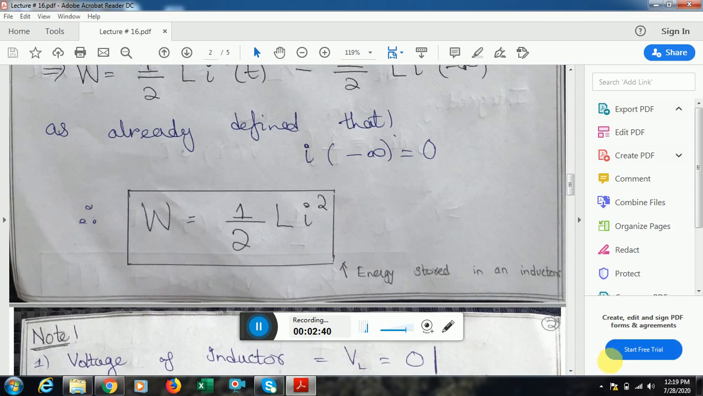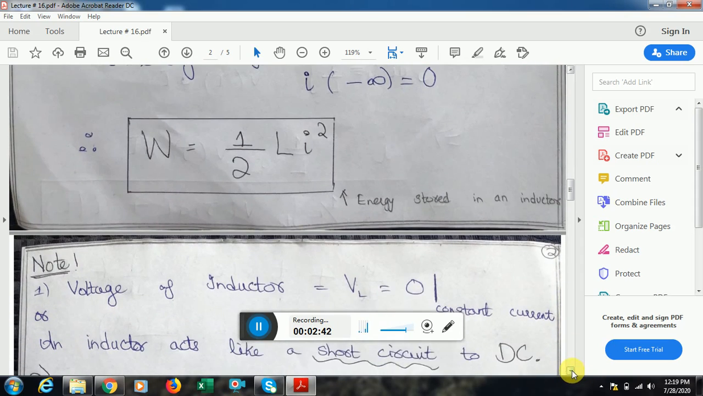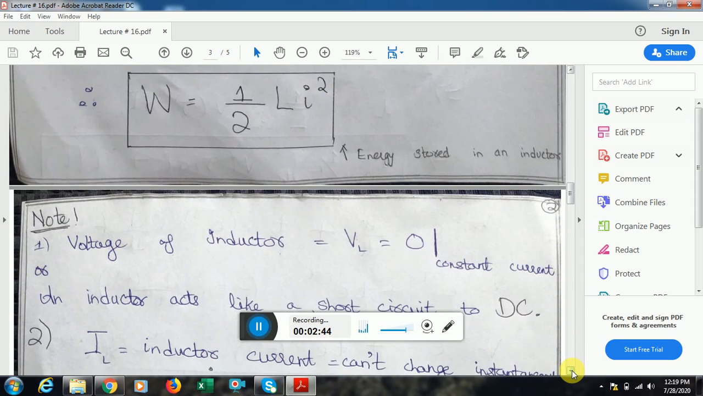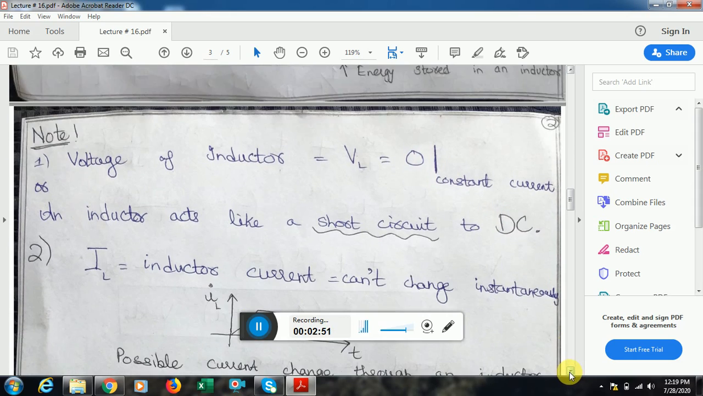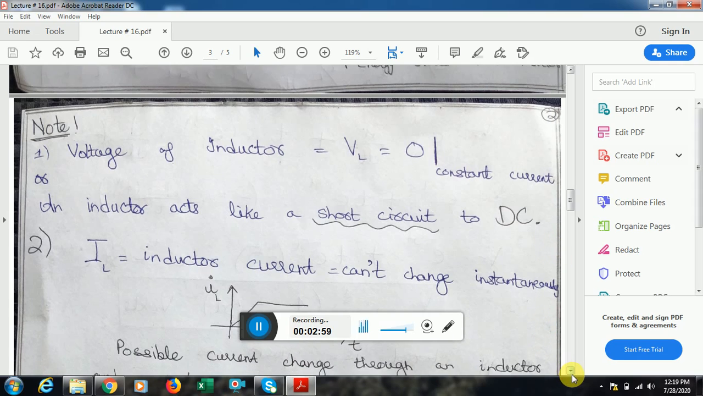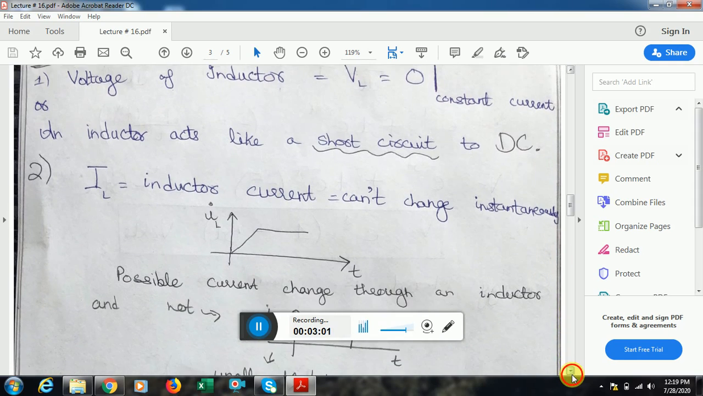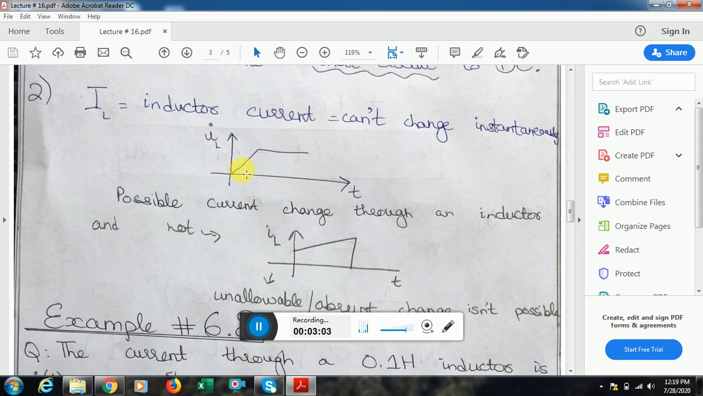Now note that the voltage of an inductor in DC, when a constant current is provided, is always 0 because an inductor is replaced by a short circuit. So in the case of direct current, a capacitor is an open circuit, however an inductor is short circuited. This means that the current across an inductor cannot change instantaneously. The current flows slowly and then develops to a certain level. You cannot instantaneously change the current across an inductor.